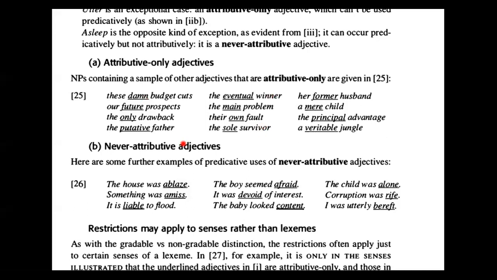That's why we call them, as I said, attributive adjectives. Now the second point: never-attributive adjectives. These adjectives cannot be attributive. This information is just for you. Most of them start with the letter A, like: the house was aflame. Something was a maze, a myth.